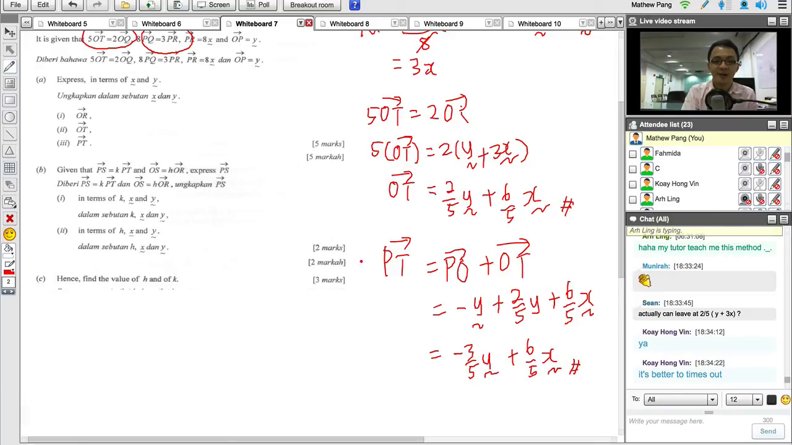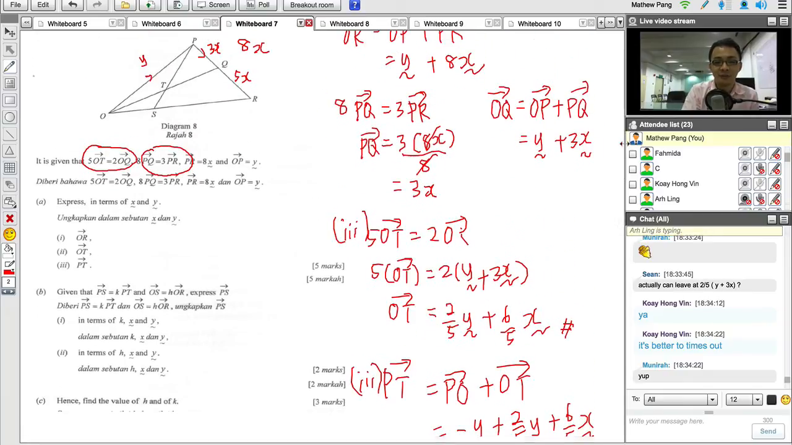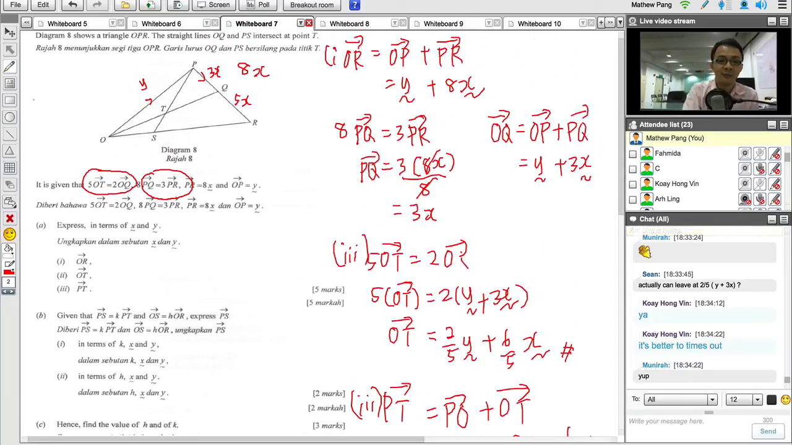Done. 5 marks. I think this one is 2 marks for PT, 2 marks for OT and 1 mark for OR. I think this is how they separate the marks. It's not really hard. So always fully utilize the equation they give to you, because it's useful. Oh, this is OQ. What happened to my writing? Okay, so far so good.